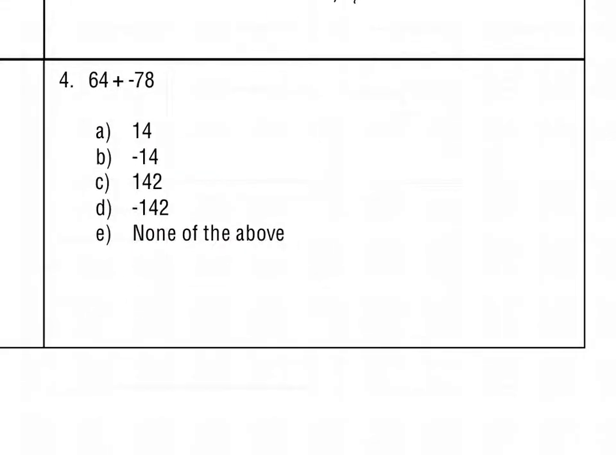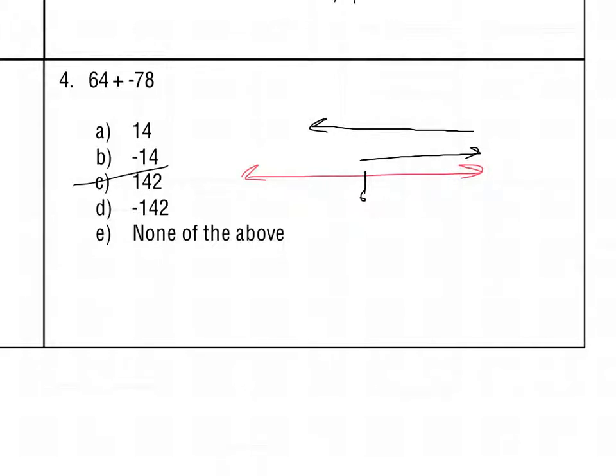And finally, we have 64 plus negative 78. Just doing a quick think through of the diagram over here. 0 being here in the middle. I'm going to have a positive 64, but then I'm going to have a negative 78. Negative 78 is going to bring me all the way back in here into the negative land. They're cutting into each other. So that's that idea of subtraction. 78 minus 64 is going to give me 14, so yes, this is going to be negative 14.